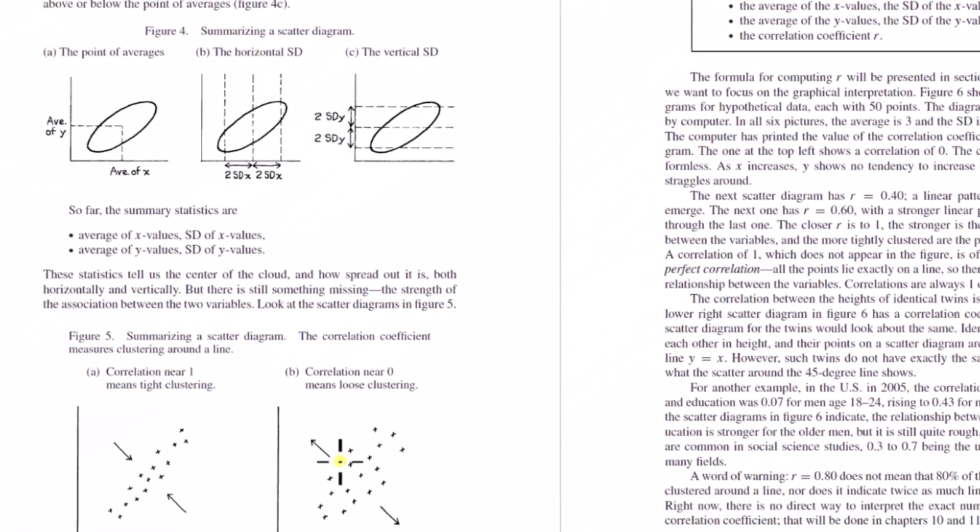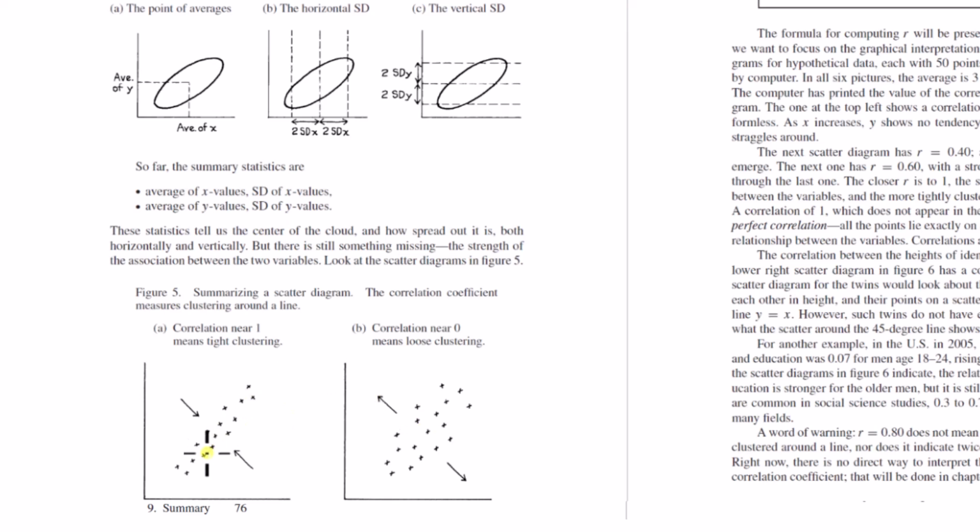If we come back here and look at the difference between these two, past just the point of averages and the horizontal and vertical spread, this one is more tightly clustered around a line than this one. To come up with a descriptive statistic for this attribute, we use the correlation coefficient. Just to note, this isn't about how tightly the data points are around a 45-degree line. It's any line.